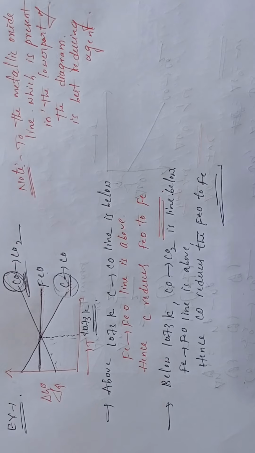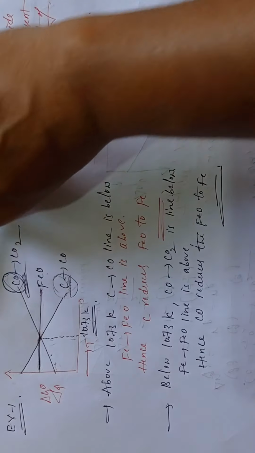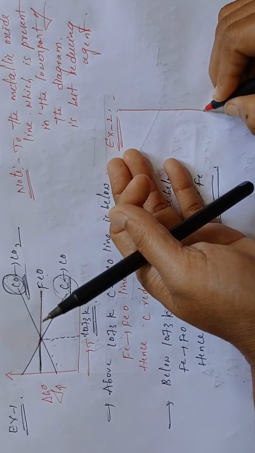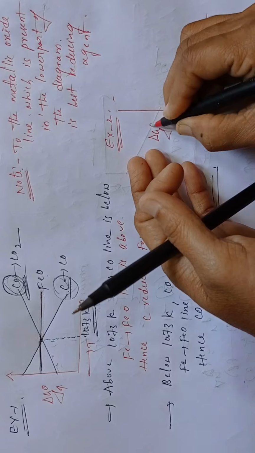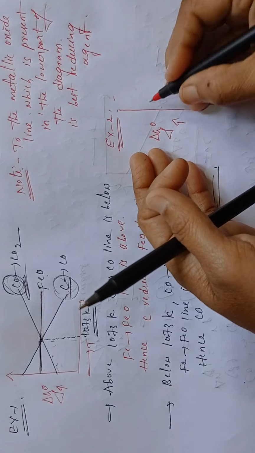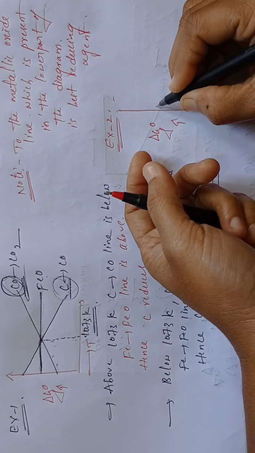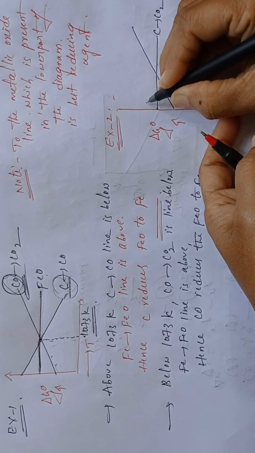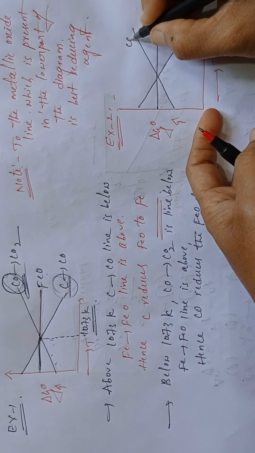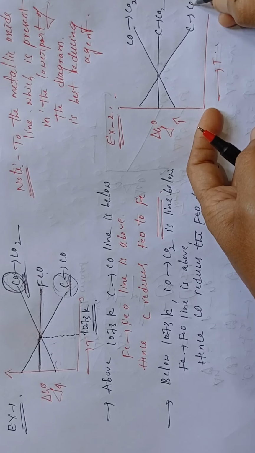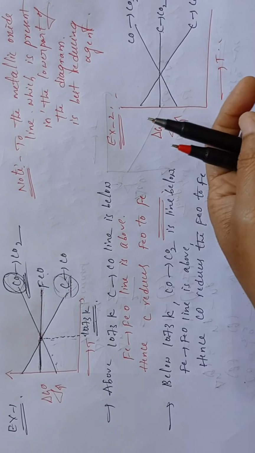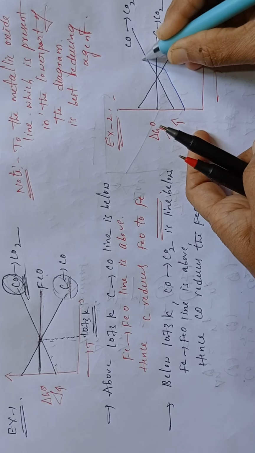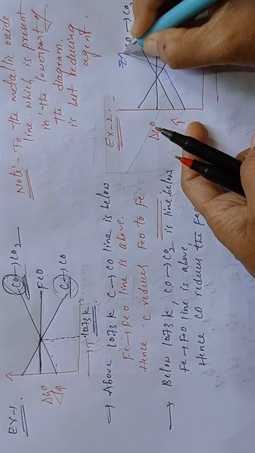See, students, here is one more example, example 2. Now see here, I am taking the graph of delta G naught versus temperature, students. Here I am taking three lines. One is C gives rise to CO2, like this. This one is CO gives rise to CO2, and C gives rise to CO, and one more line is given like this. This is the zinc oxide line.